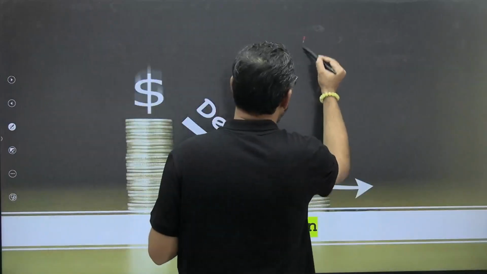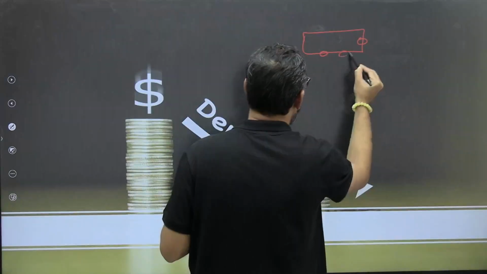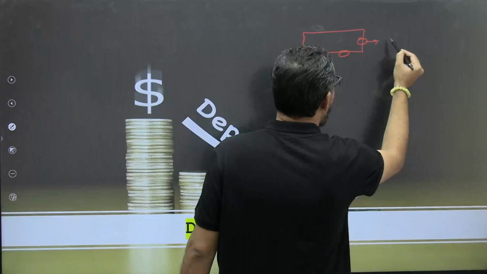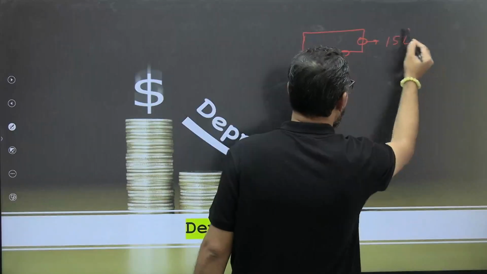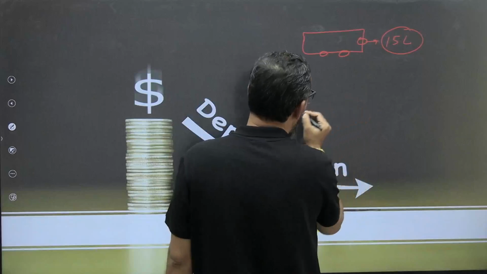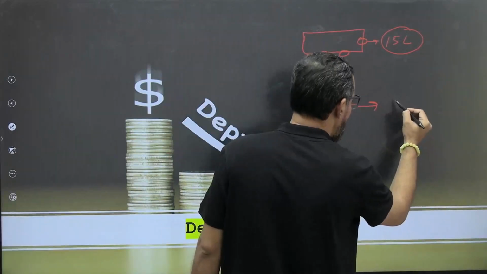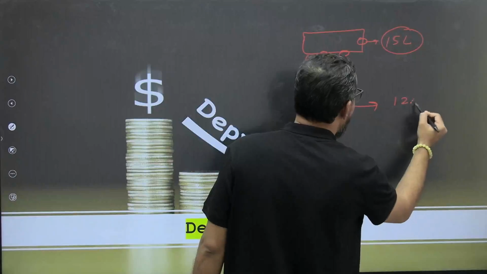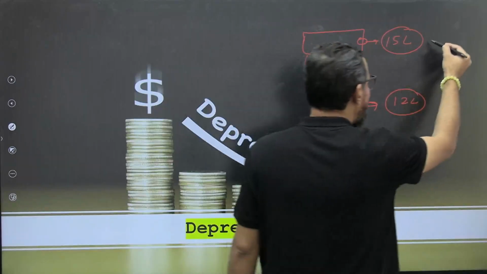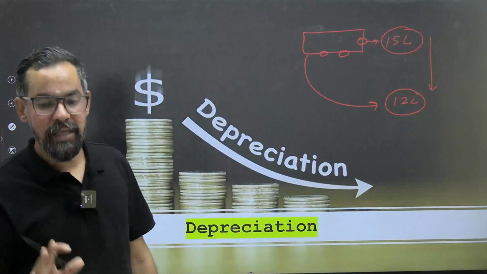Let's say we purchase an asset. Let's say we are running a tour and travel company. We purchase a car worth rupees 15 lakhs. After some time, let's say after 1 year itself, the value of this car becomes, suppose, 12 lakhs. So this decline in value, this reduction in value is generally known as depreciation.